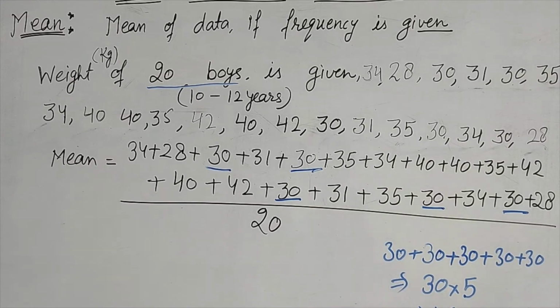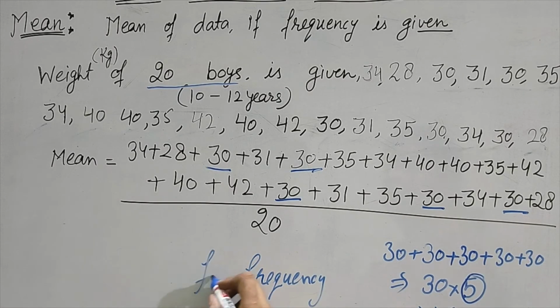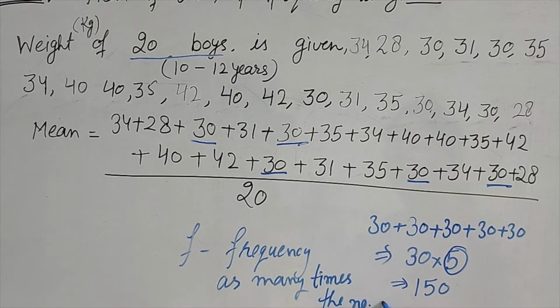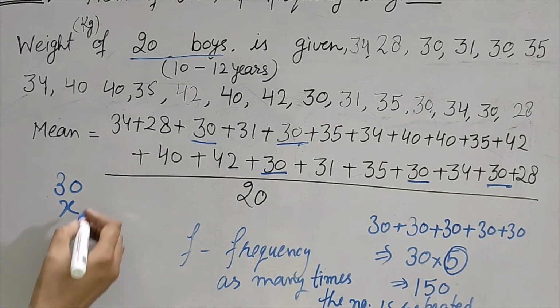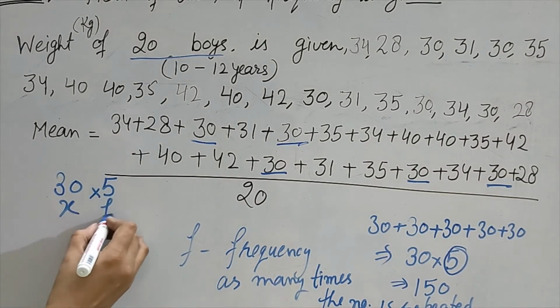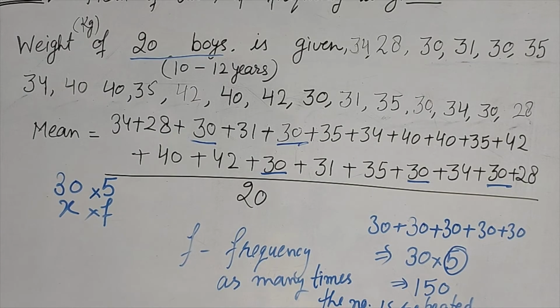So it can be in easy way. जो नंबर्स रिपीट हो रहे हैं, उन नंबर्स को उनकी फ्रीक्वेंसी से, frequency f means as many times the number is repeated. So it's an easy way. Just write down the observation. We used to call it x and multiply it by as many times it's repeating.